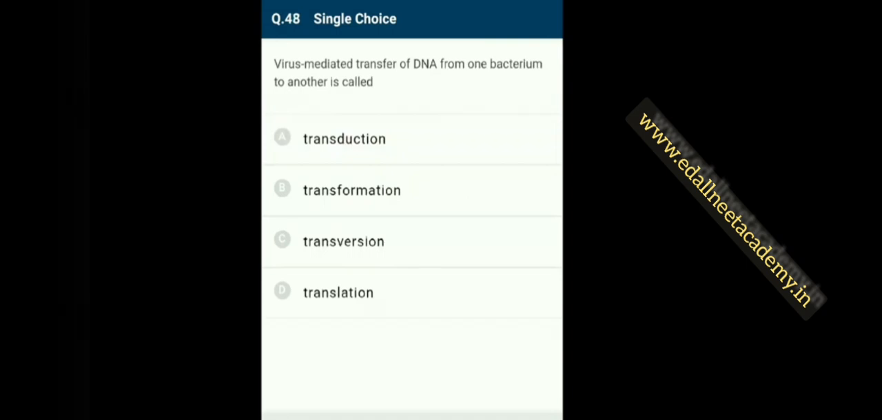Question number 48. Virus mediated transfer of DNA from one bacterium to another is called. The process of introducing foreign DNA into a cell by a virus or viral vector is called transduction. It is commonly observed in bacteriophages that infect bacterial cells. So the answer for this question is option A, transduction.